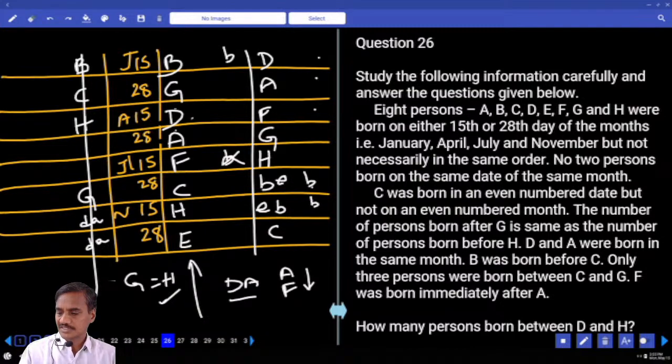Is there any condition that is invalid here? C was born on an even numbered date, 28, and odd numbered month. Number of persons after G, there are 4, and before this H there are 4. And D and A were born in the same month. D and A were born in January, and B was born before C. Now B was born before C, and only 3 persons between C and G, and F was born immediately after G. All the given conditions are valid. And this is about question numbers 26 to 29.